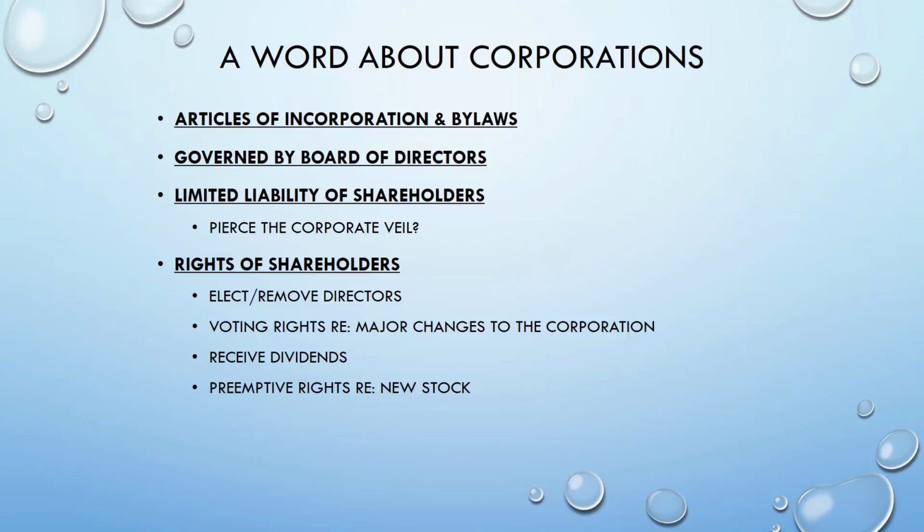The articles are usually going to give the corporation's name, the number of shares of stock that it will issue, as well as the name and address of the registered agent, who is the person authorized to receive legal documents on behalf of the corporation. Once you have your Articles of Incorporation, you're ready to file those, and once they have been filed, you can have your first organizational meeting at which the Board of Directors will adopt some bylaws, and those bylaws are just internal rules of management that govern how the corporation will operate.